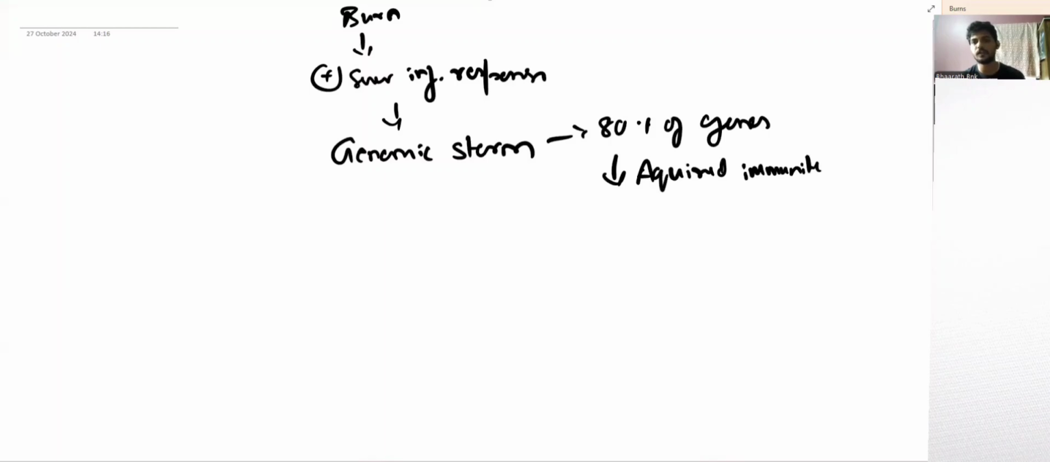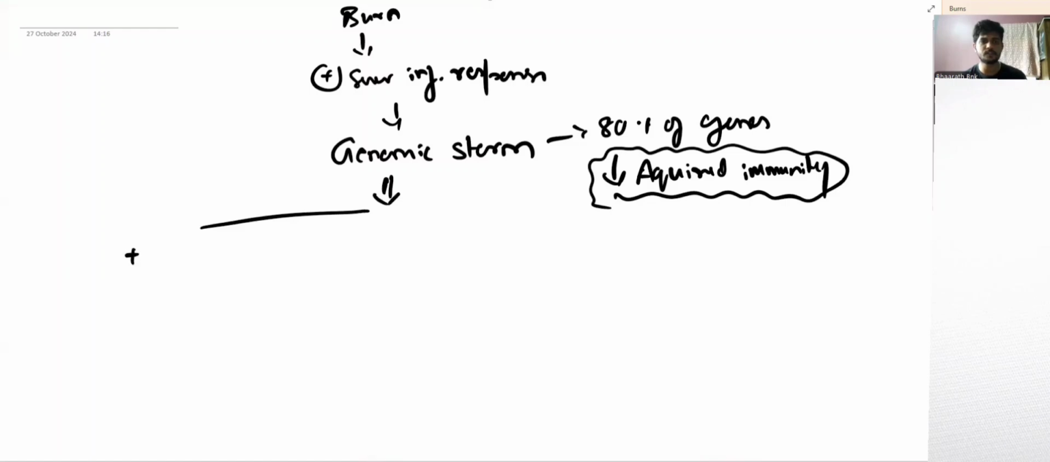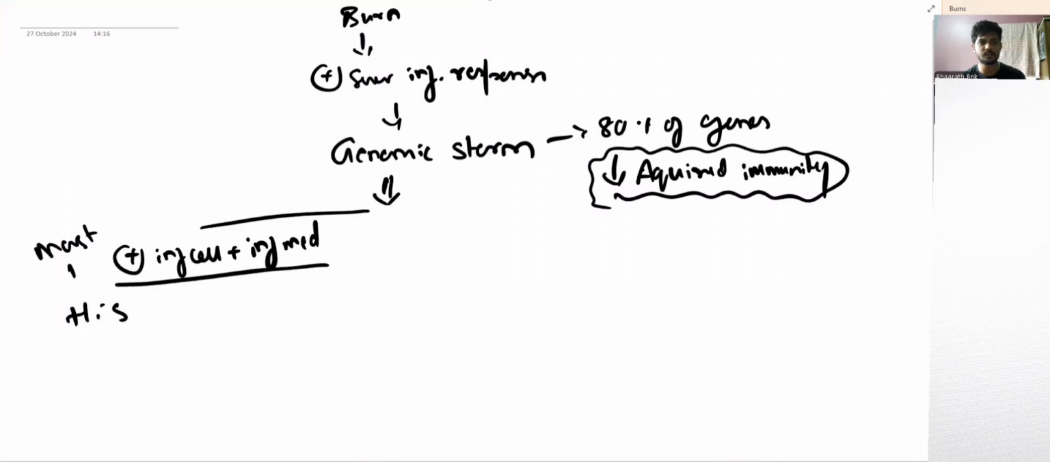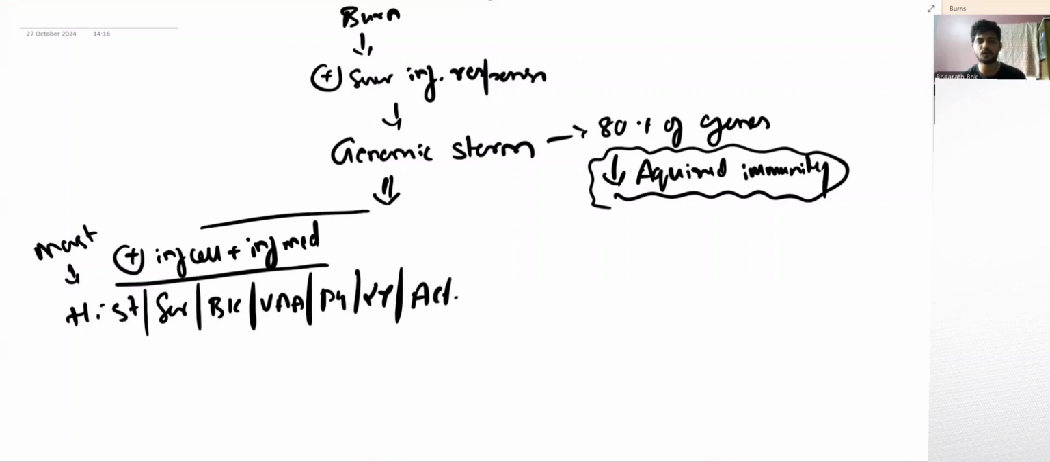That is one of the reasons for the increased amount of sepsis in burns, because there is a reduction in acquired immunity. The genomic storm happens as soon as the burn happens, with change in 80% of the genes in the cell. And this has a lot of features. One is that it stimulates the inflammatory cells and the release of inflammatory mediators. These mediators include histamine. The mast cells, when stimulated, release histamine, serotonin, bradykinin, vasoactive amines, prostaglandins, leukotrienes and activated complement. All of these are released.